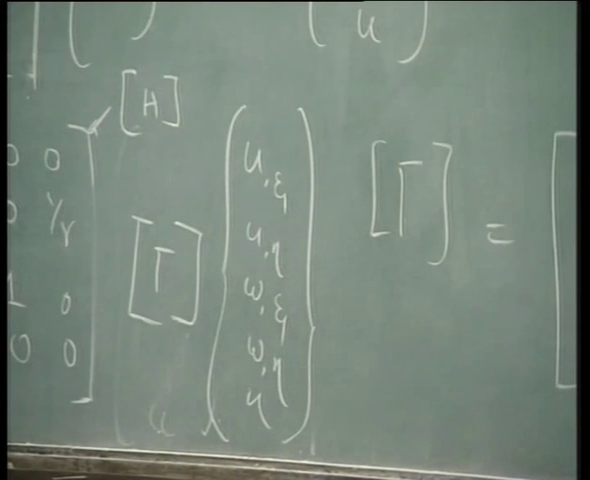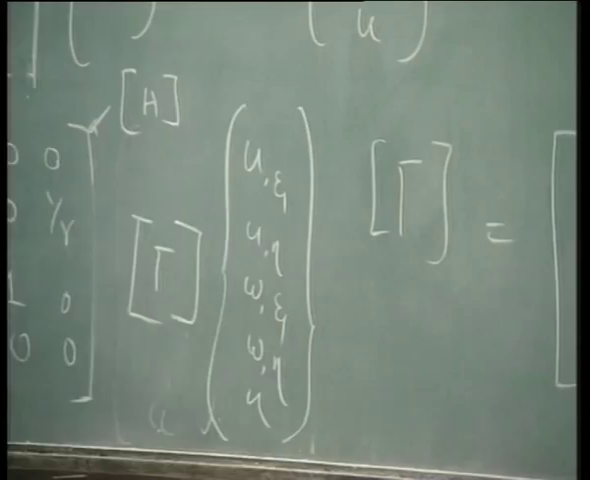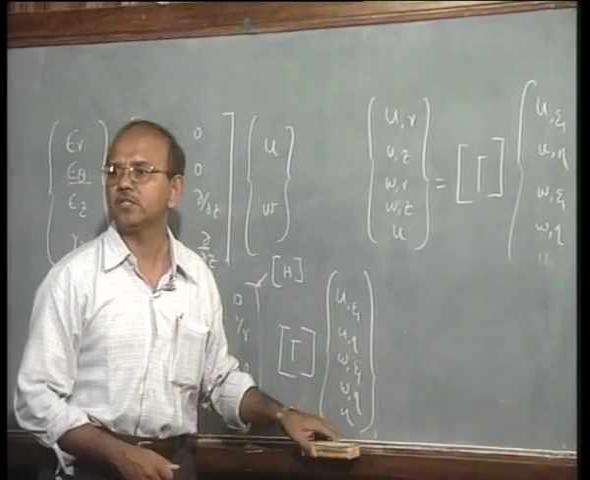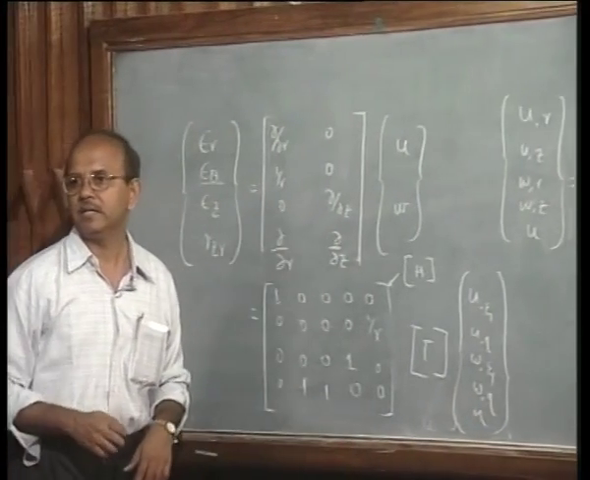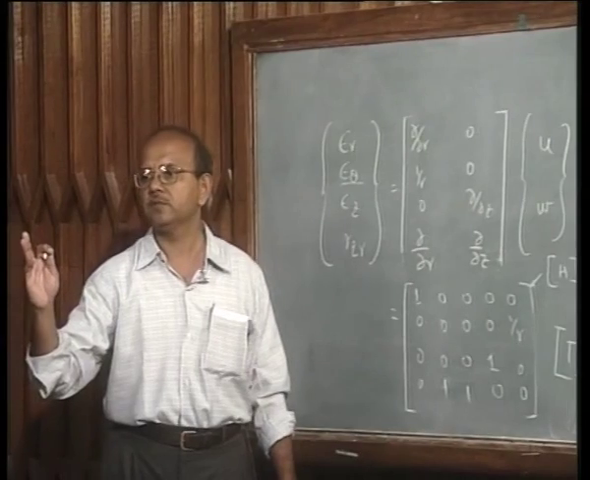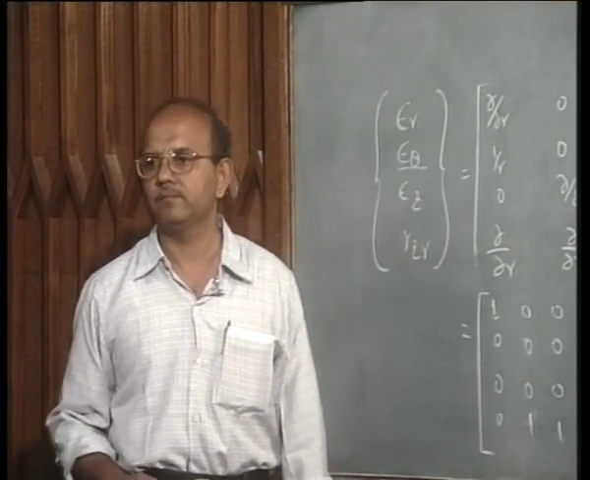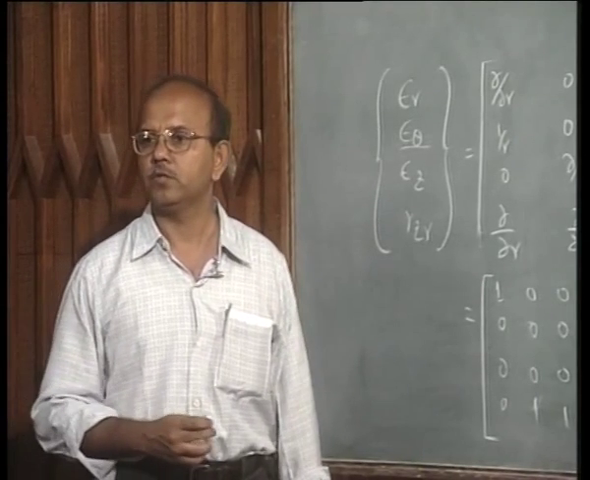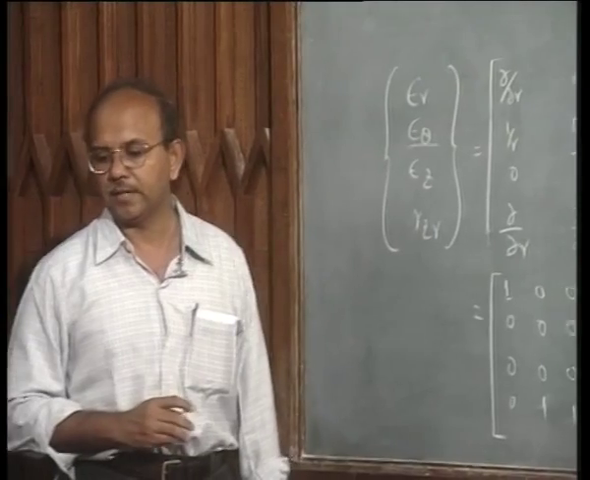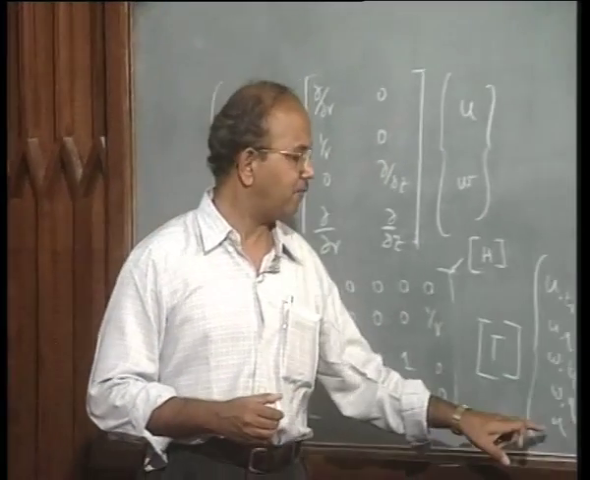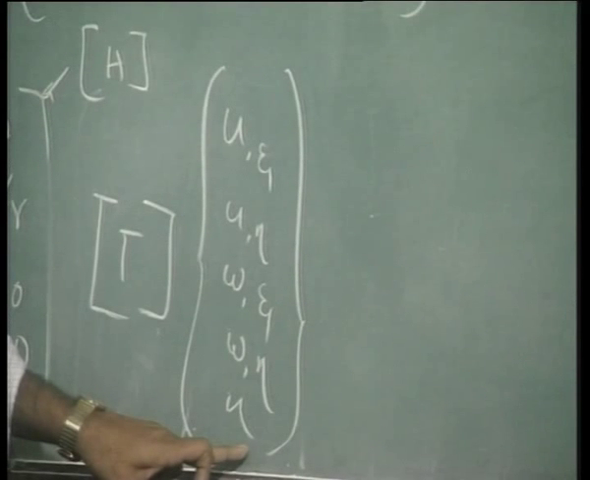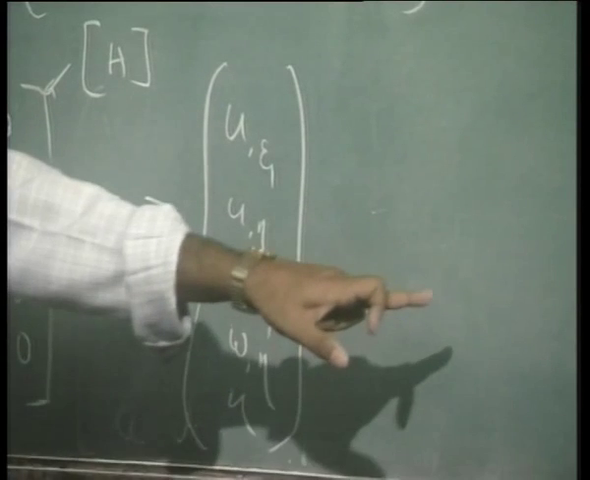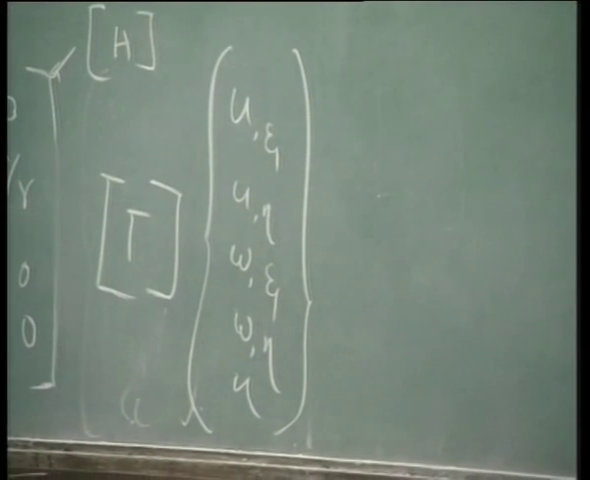Is that clear? Now what is the next step? The next step is this u comma psi, u comma eta and all those things have to be replaced by n 1 comma psi and n 1 comma eta and so on. Is that clear? That is what we did. You remember that? That is what we did. But the only difference now is that, what is the difference? I have a u here, so my matrix will have another row with n1, n2 and so on.